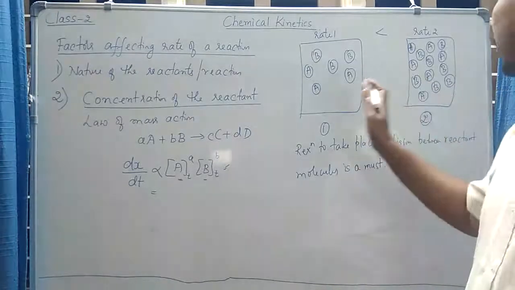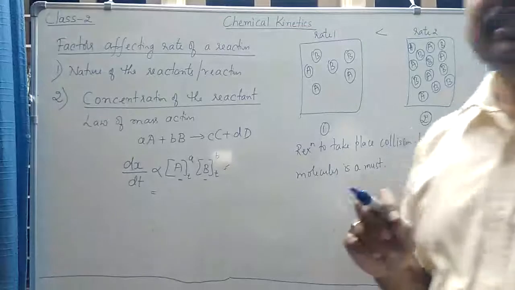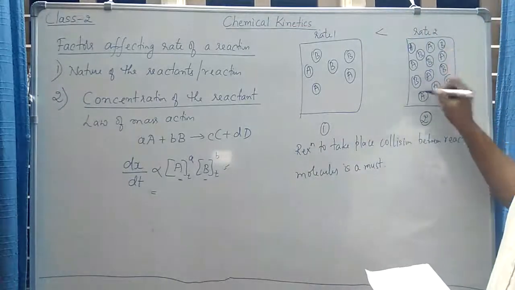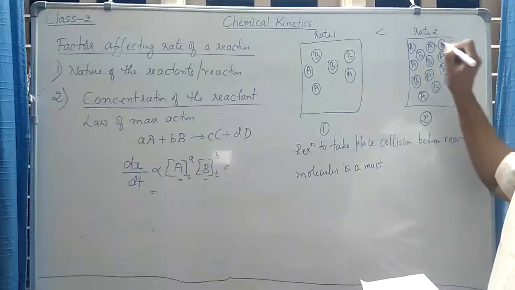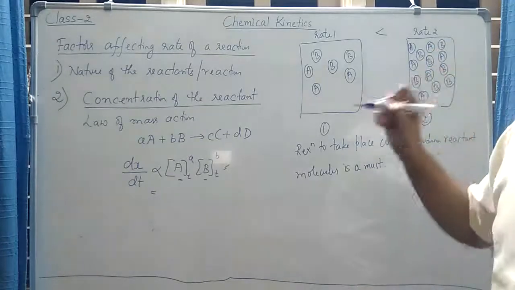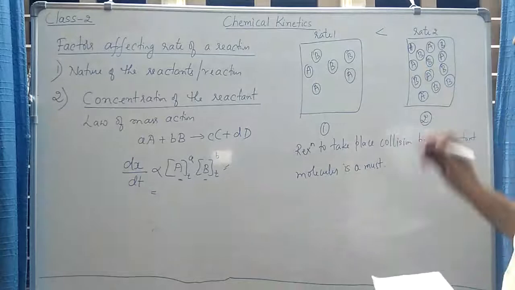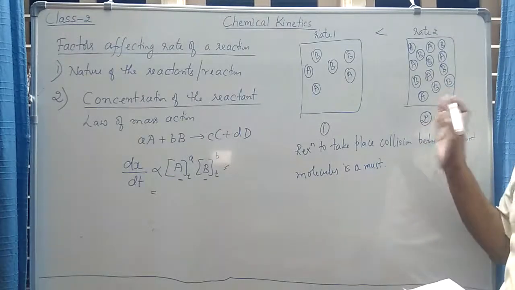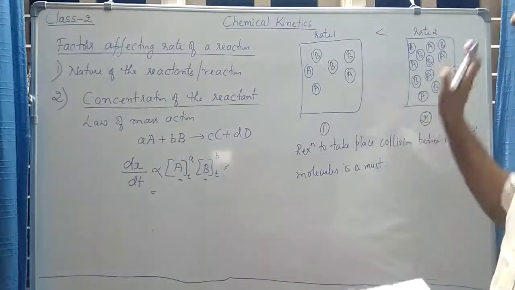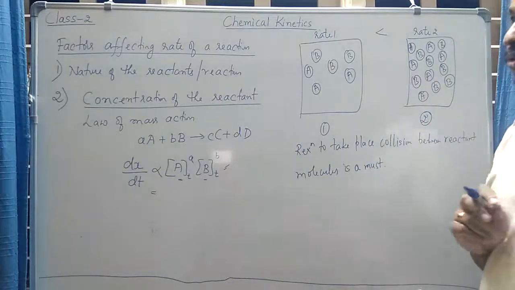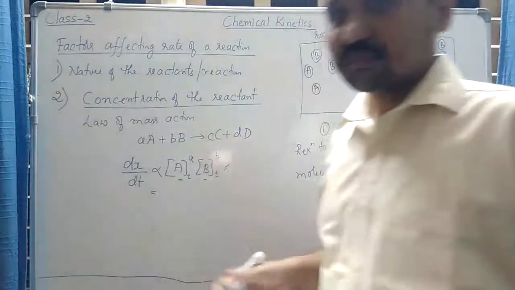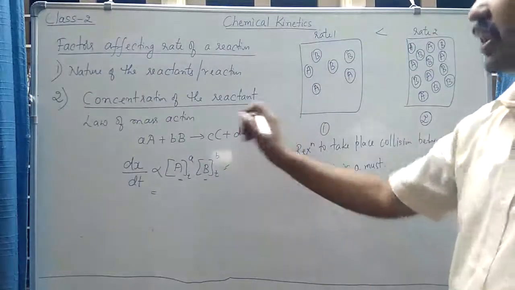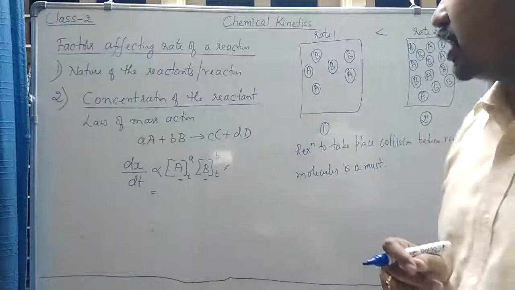So can you tell me in which case the collision frequency is more? It is obvious that the collision frequency is much higher here because the concentration or the number of molecules of reactants is very high. So since the collision frequency is high, the rate of the reaction will also be very high in the first particular case. So the rate of the reaction depends on the concentration of the reactant. It is in fact directly proportional to the concentration of the reactant.